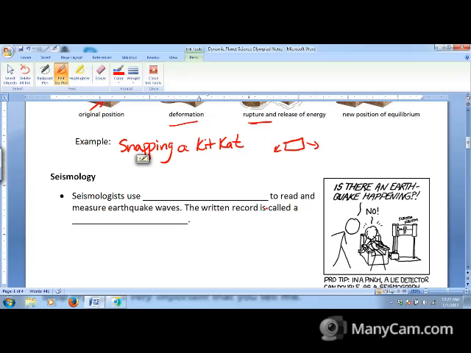So, seismology. If you study earthquake waves, you're called a seismologist, and seismologists use a tool called a seismograph, and they want to read and measure earthquake waves. Graph, that word or prefix or suffix, means to write. So that's exactly what it's doing. It's recording the waves. I'm going to show you how that's done in just a minute. The written record is called a seismogram.